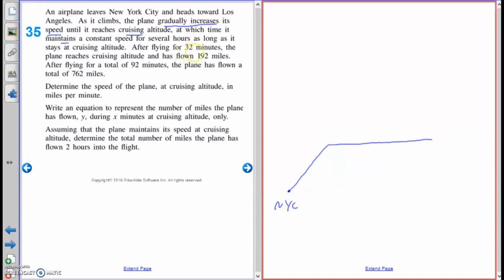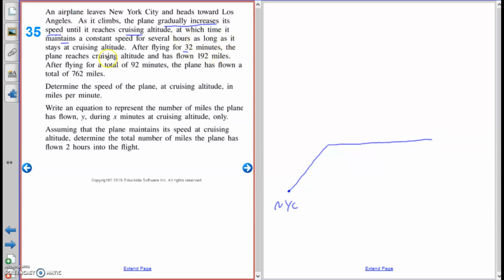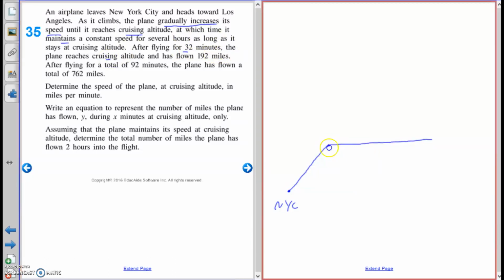After flying for 32 minutes, the plane reaches cruising altitude. So right here, this spot right here, this is the 32-minute mark. So 32 minutes after it takes off, we're at a cruising altitude. And after flying for 32 minutes, the plane reaches a cruising altitude and it's flown 192 miles. So it's flown a distance of 192.